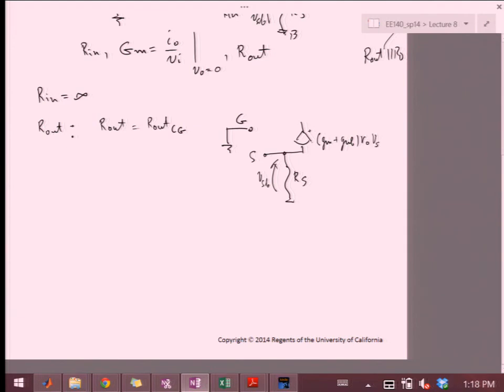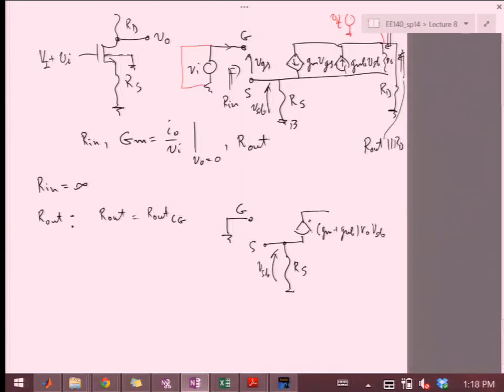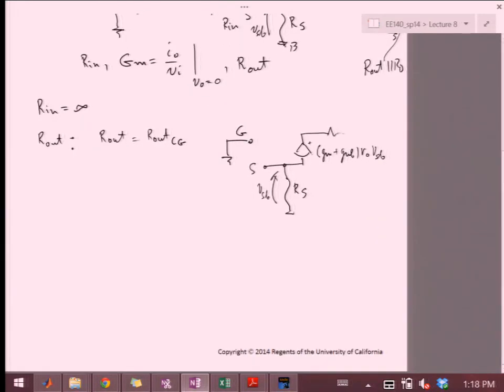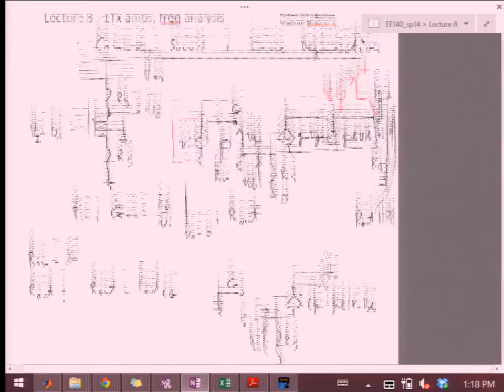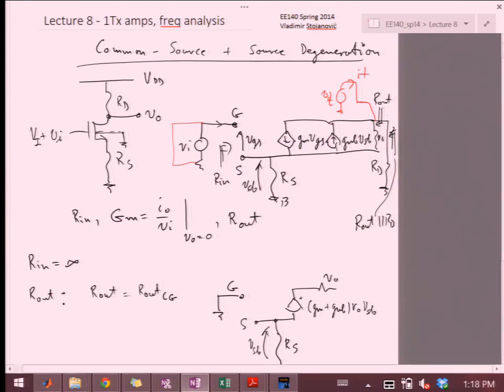(gm plus gmb) r0 VSB. And then I have just this r0 as the Thevenin output resistance. And now, since I'm interested in looking at the Rout here, I'll ignore RD for now, and then later I'll just add it in parallel.